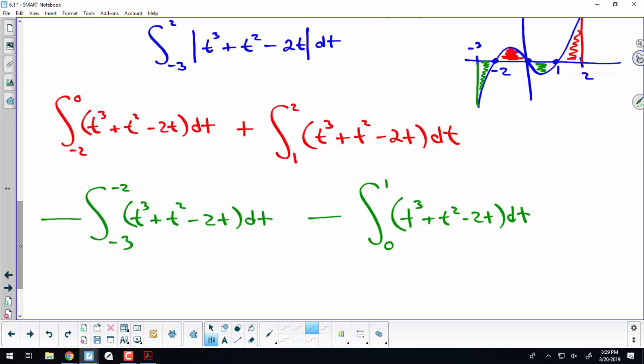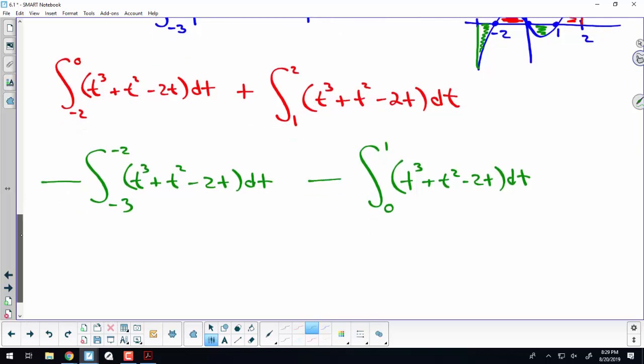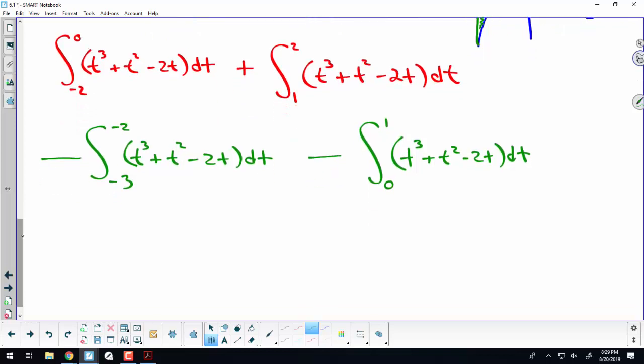So we already computed the antiderivative. It's just we'll have different values to plug in. Okay. So are y'all confident with being able to do that? If you're not, send me an email, and it's totally fine.